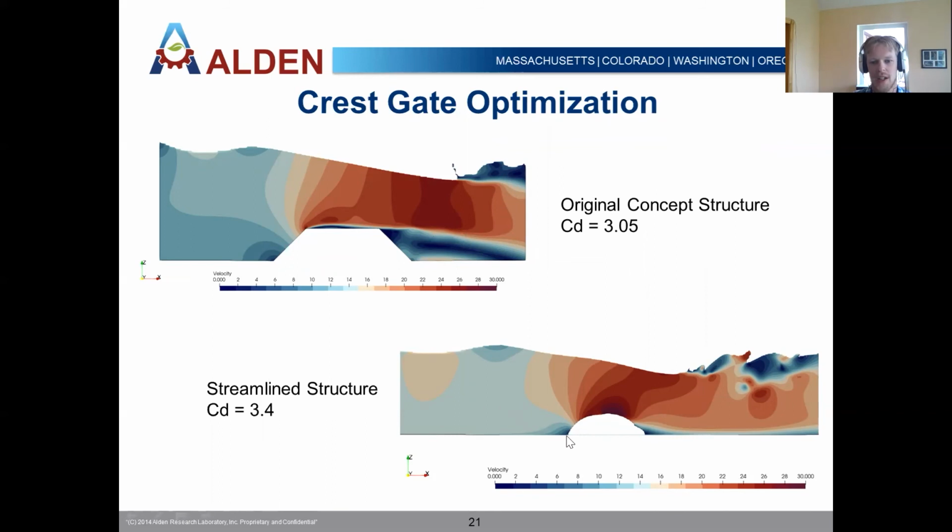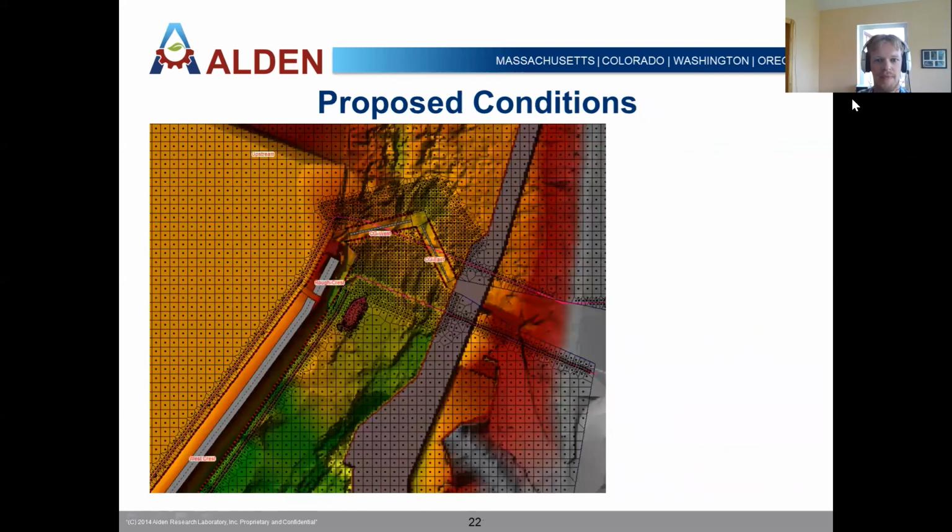So by curving it and mimicking it, and seeing exactly where the gates will lie down, we were able to come up with this streamlined section, and that was able to increase the coefficient of discharge to 3.4, which really had a big impact on the total length of these adjustable gate structures that were needed. So that was a big cost savings to the client.